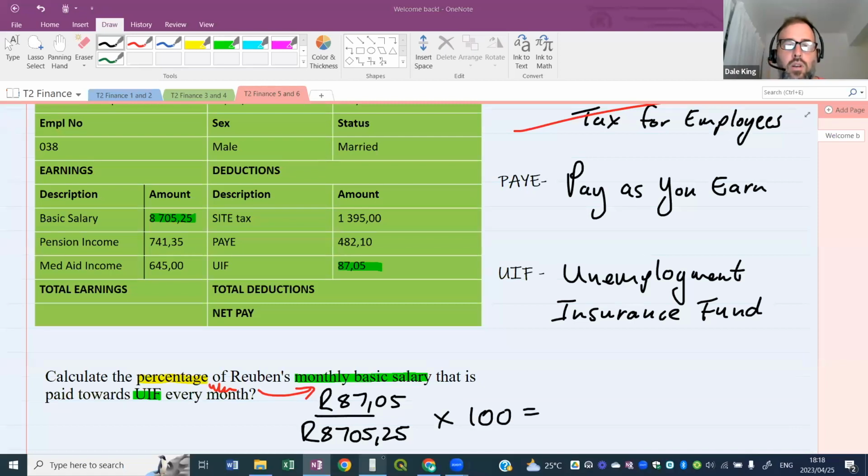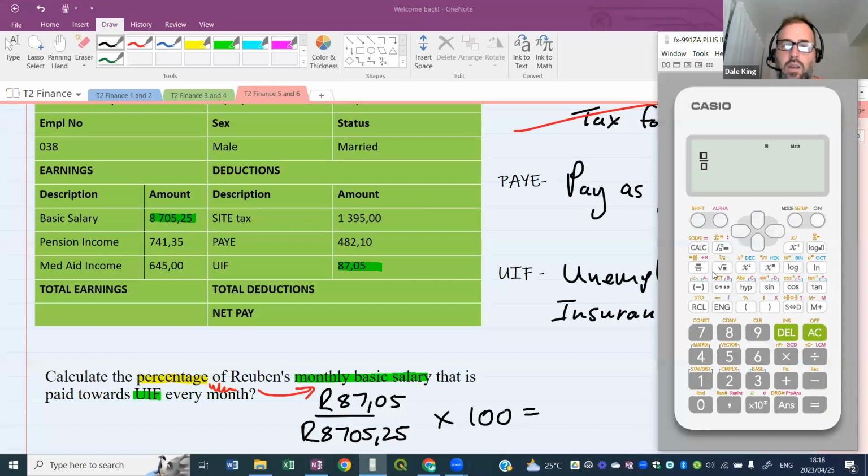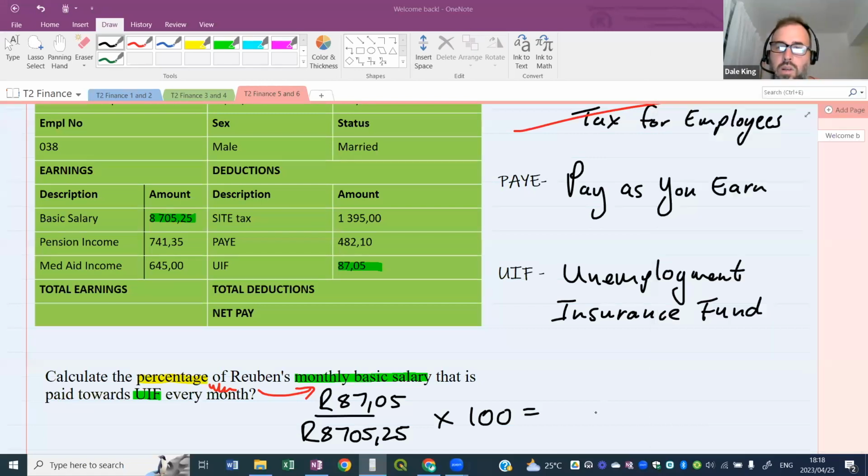So everybody should be getting the same value here. So 87.05, and underneath we need 8705.25. And we need to multiply this by 100. So here we get 0.999997. And if we had to round this up to 2 decimal places, it would round off to 1%.